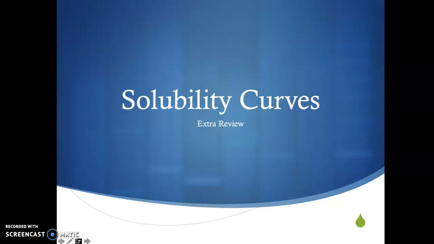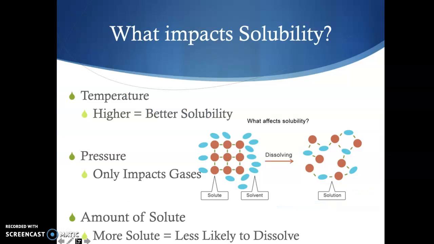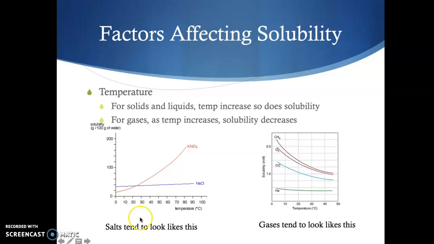I'm going to clarify specifically what you need to know for the test, and then hopefully clarify any questions you have as well. Because the big difference is, why do gases and salts or solids look different with their solubility? So remember, we have factors that impact solubility. We're really looking at temperature here. Higher temps mean better solubility for solids, but not for gases. So really you have to be able to distinguish these two types of solubility curves.